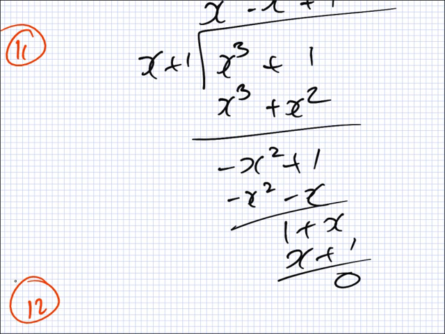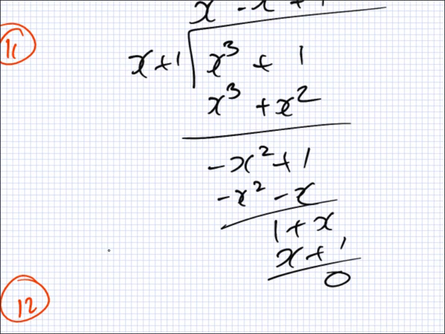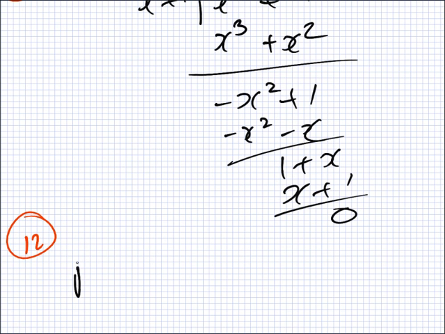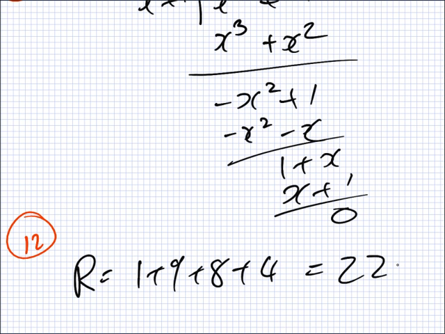What do I need to do in 12? What do I use in 12? Remainder theorem. The remainder will be 1 plus 9 plus 8 plus 4, which is 22, isn't it? Too easy.